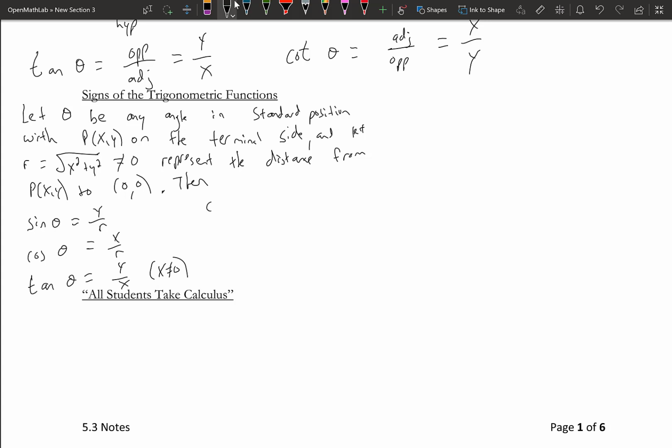And then cosecant of theta would be equal to r over y, where of course y cannot equal 0. Secant of theta would equal r over x, where x cannot equal 0. And then cotangent of theta would equal x over y, where in this case y cannot equal 0. Remember, these can't equal 0 because we can't divide by 0.